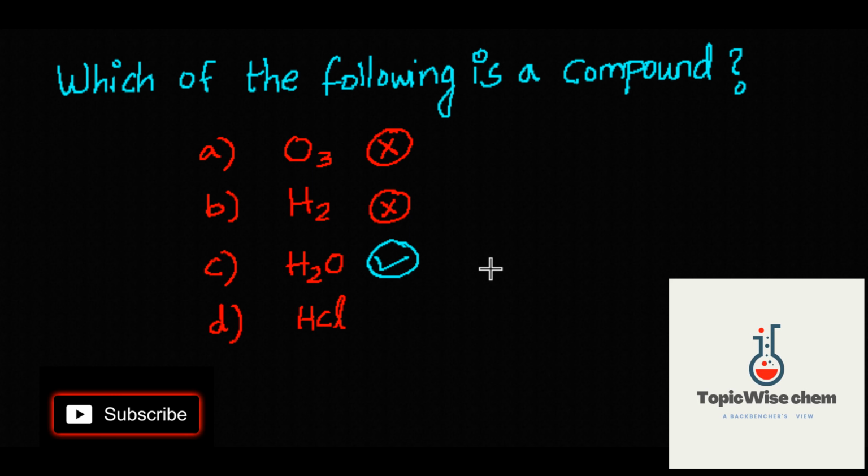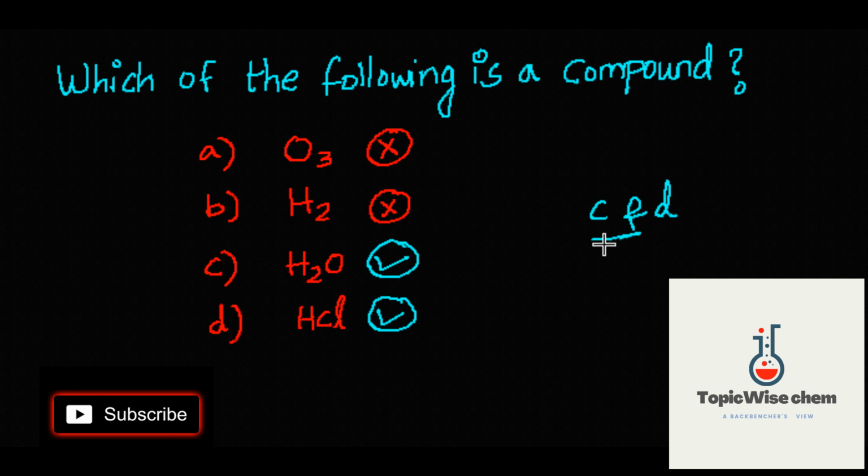And if you look at the case of HCl, we have hydrogen atoms bonded with chlorine atoms. We can say that the hydrogen element is bonded with the chlorine element. So obviously HCl can become a molecule and HCl can become a compound also. So options C and D are our correct answers because they are molecules as well as compounds.